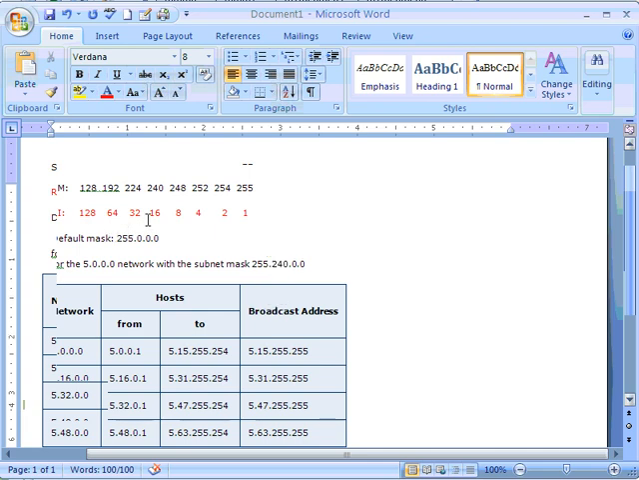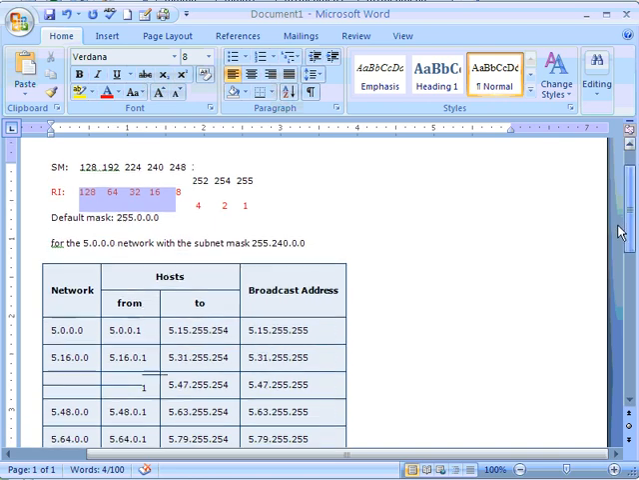All right, borrow 4 bits. I need 14 networks. 14 is 1110 in binary. Now, the reason I count the number of bits, including that 0 in the 1110, is because when I borrow bits, I have to borrow all 4 of them. I can't just say, don't take the last one. I'm actually borrowing this one, this one, this one, and this one. That's 4 of them. So 2 to the 4th is 16, minus 2 is 14.